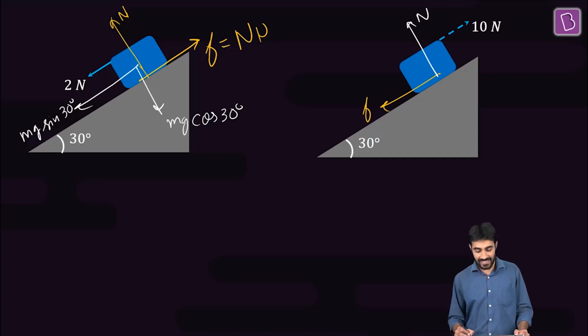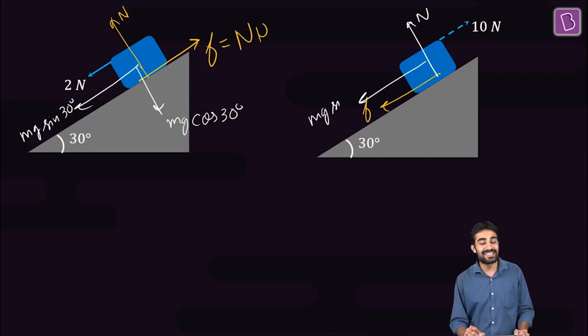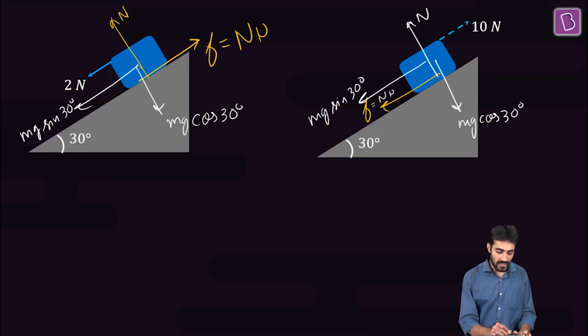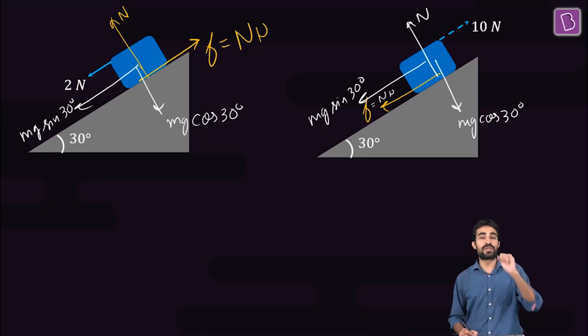Mg, you can see, can be broken into two parts. One is mg sine of 30 degree. The other part is mg cos of 30 degree. Right? Now, acceleration is 0 in both the cases and friction force is at its peak value, that is normal reaction times mu. Now, let's talk about the first equation, the equation from our first free body diagram.